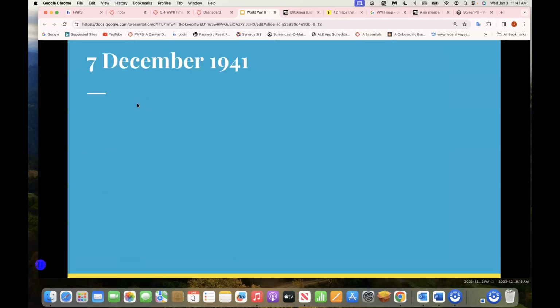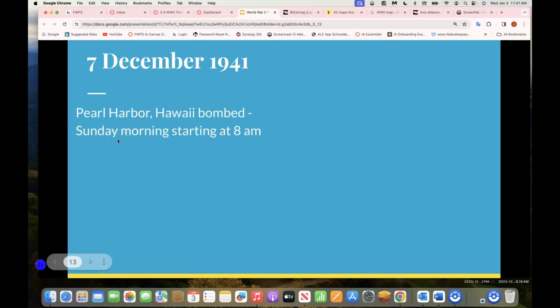So the day that Pearl Harbor is bombed, Pearl Harbor, Hawaii, was December 7th, 1941. It was a Sunday morning and the bombing started at 8 a.m. There were a few waves of bombs that flew over this area of Hawaii. The Japanese were allies to the Germans.